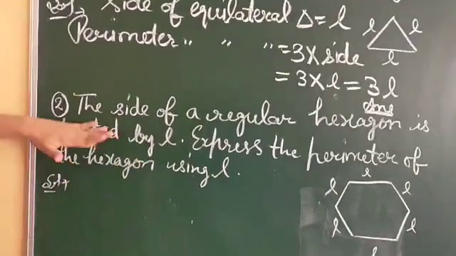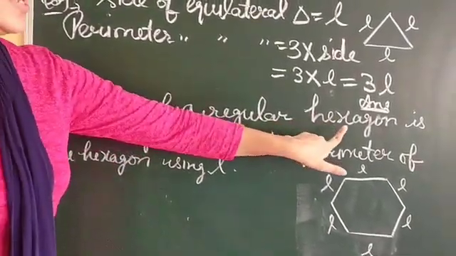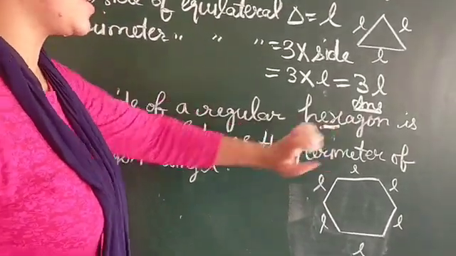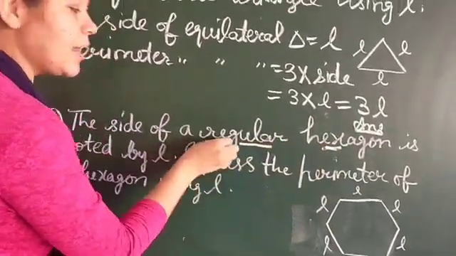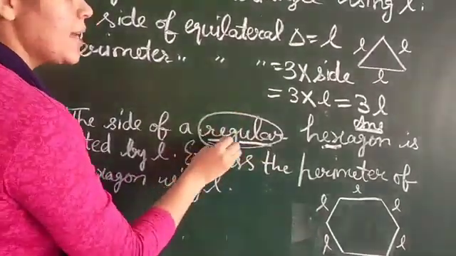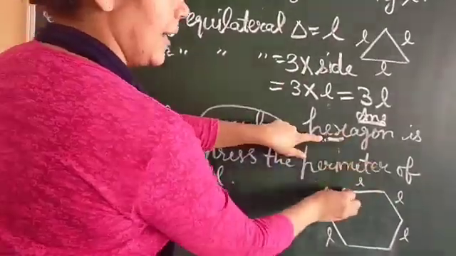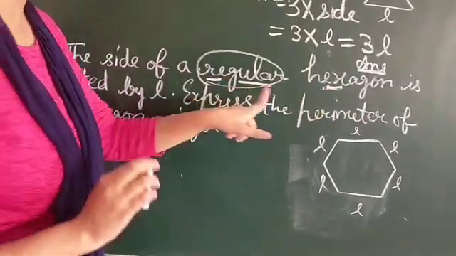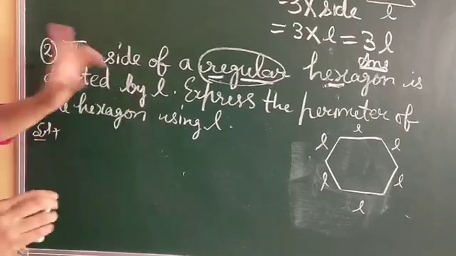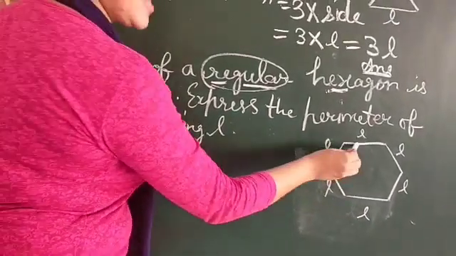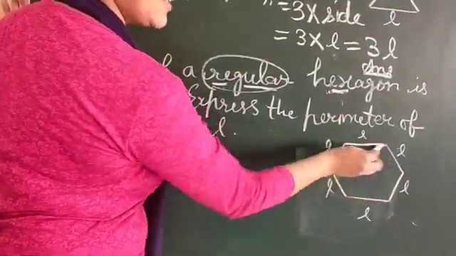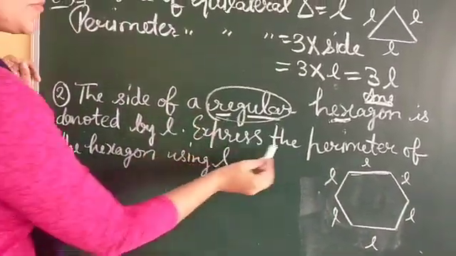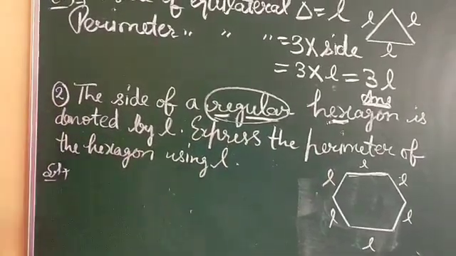Move on, second question. The side of a regular hexagon, you know it has 6 sides. In a hexagon there are 6 sides. If it is written regular hexagon, regular means all 6 sides are equal. Okay, equal in length. Regular means equal. It is denoted by L. Now again he is saying the side of a hexagon is L. If this is L, then all sides will be L because this is a regular hexagon. Now express the perimeter of the hexagon using L.